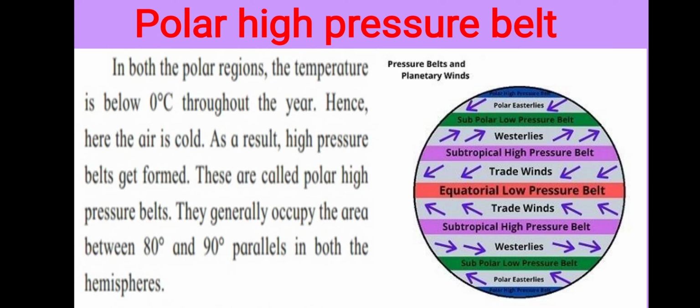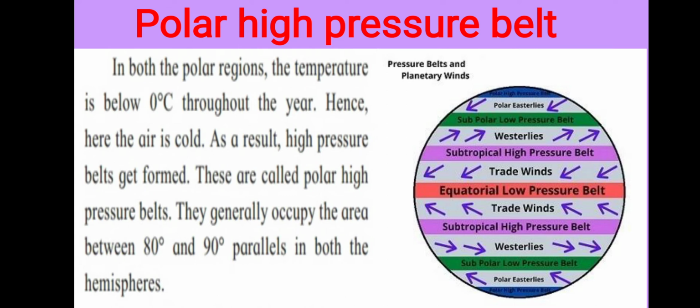Hence, there is too much cold, and cold air is heavy. That's why a high pressure belt gets formed at the poles. These are called the polar high pressure belts. Generally, it occupies the area between the 80 degree and 90 degree parallel in both hemispheres.